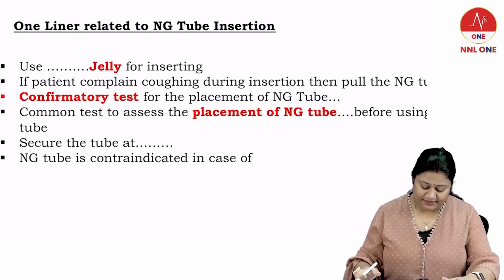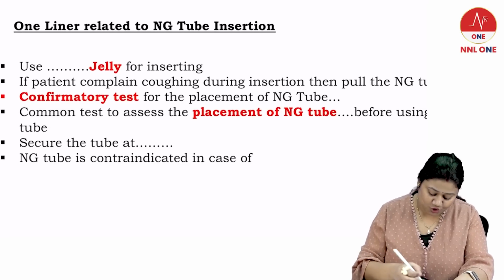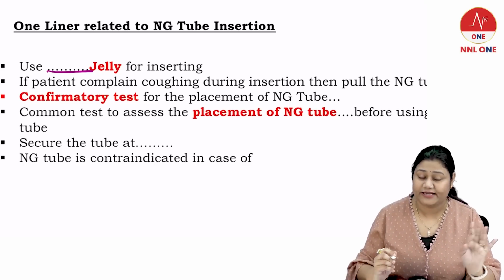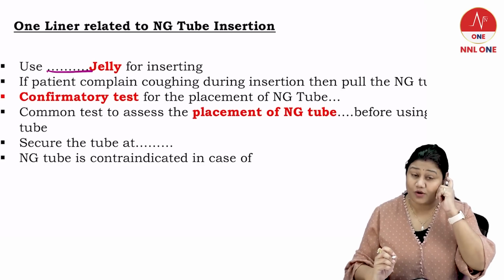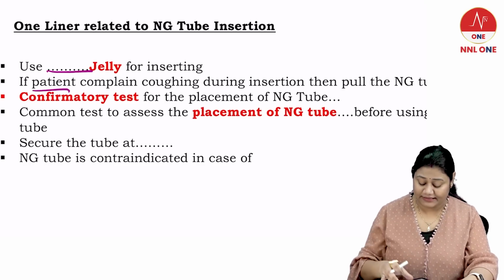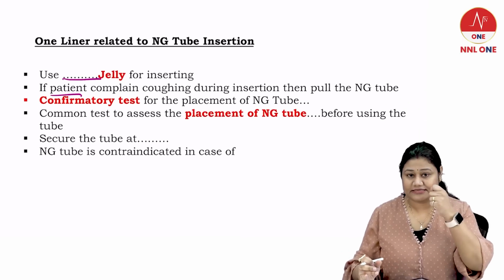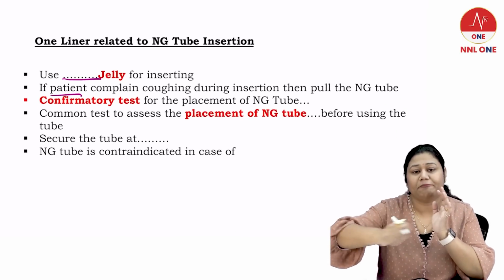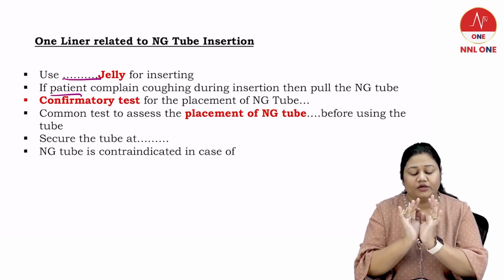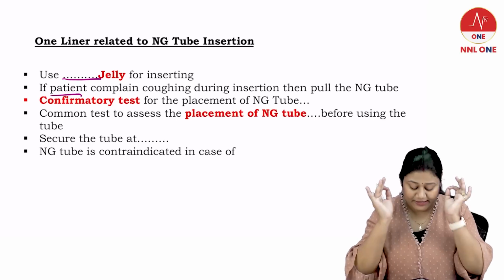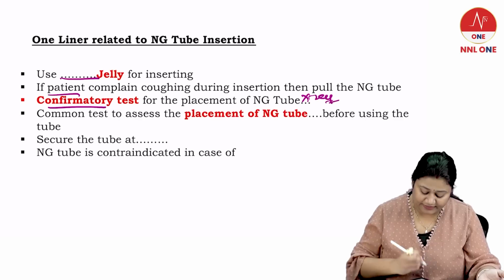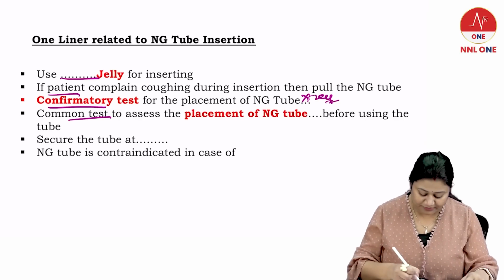Chaliye, let us quickly revise the one-liners related to NG tube. Which jelly, we have already discussed. While inserting, always use KY jelly, which is a water-soluble jelly, and we should not use xylocaine jelly. If the patient complains of coughing while inserting the NG tube, then pull back the NG tube. Do not completely take out the NG tube, just pull it back first and let the patient get into a comfortable position, and then you can insert it. Confirmatory test we are done with, that is X-ray is the confirmatory test. Most common test is your aspiration method.